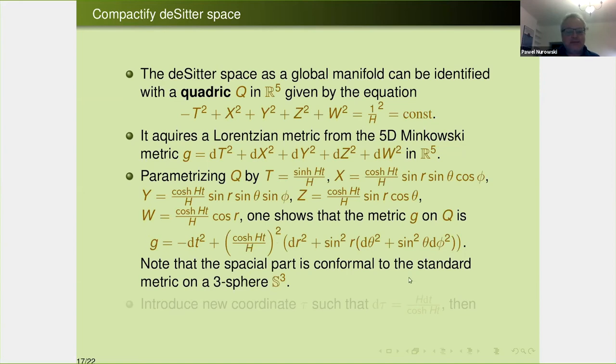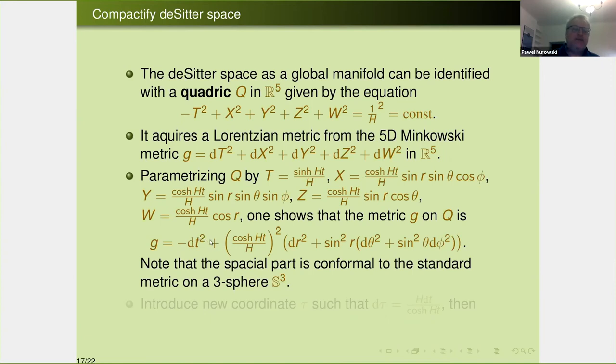So that's the metric of the de Sitter space. Now we want to make a conformal compactification of this. What I do, if I just pull out this term, cosh ht divided by h squared, in front of everything, then I will have here a metric on a sphere.